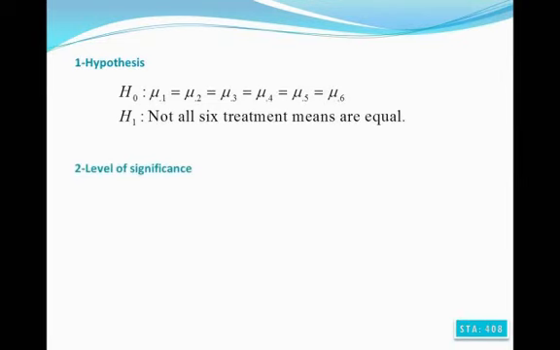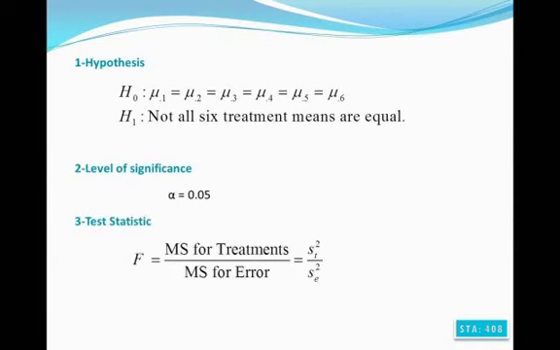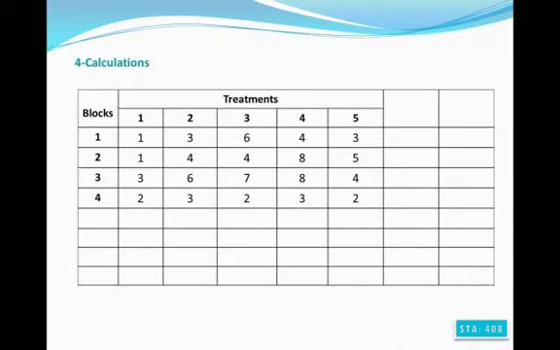Level of significance is defined in the example. Use 0.05. Test statistic: you have to analyze only for the treatment means, so F is equal to mean square for treatments over mean square for error. Fourth step is the calculation. You have to solve this question by yourself properly. I am just providing you a base for how you can proceed.